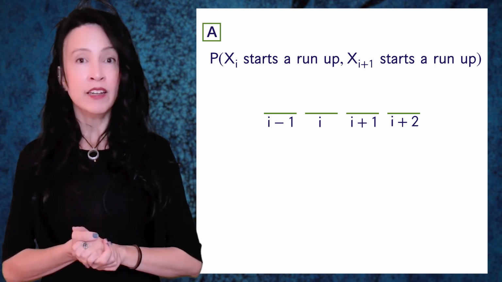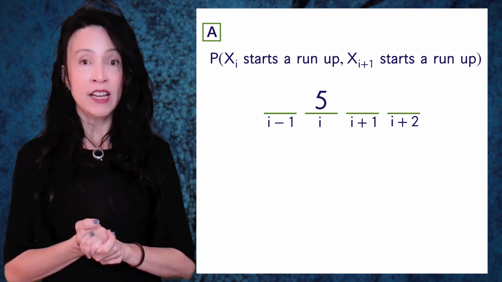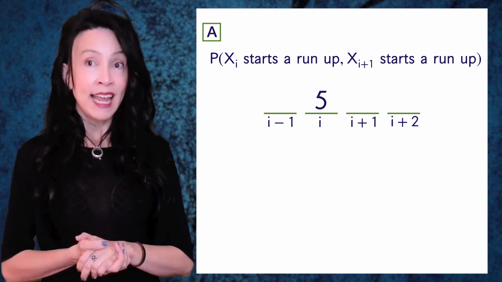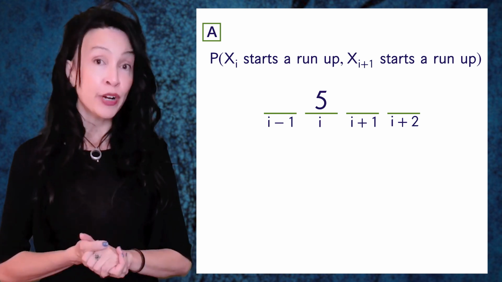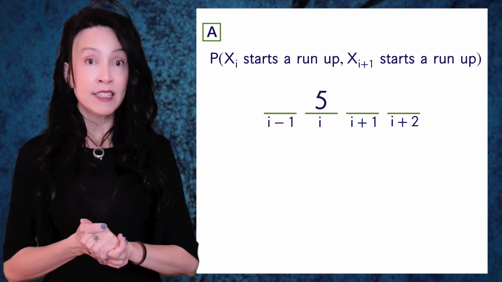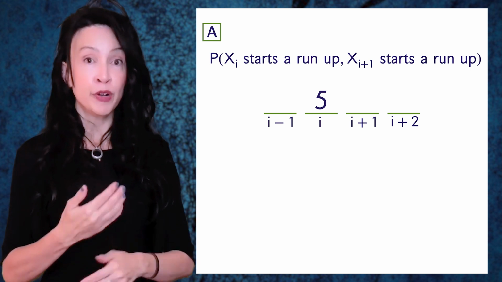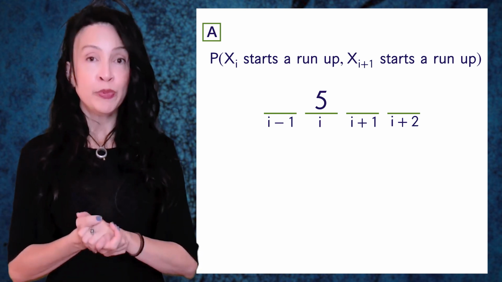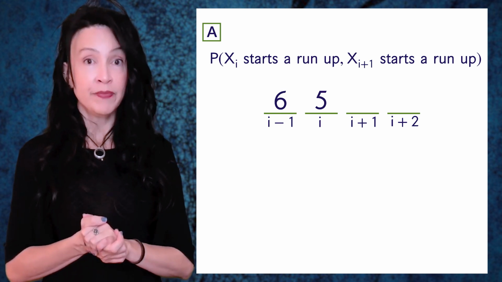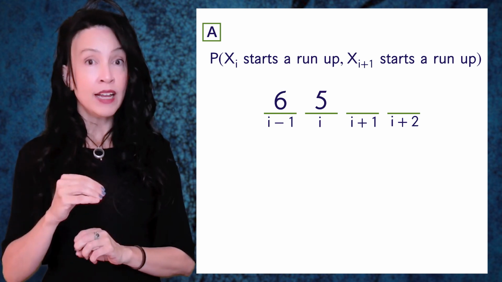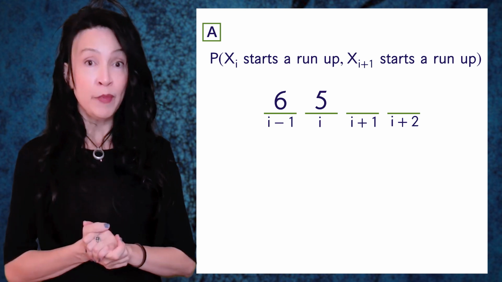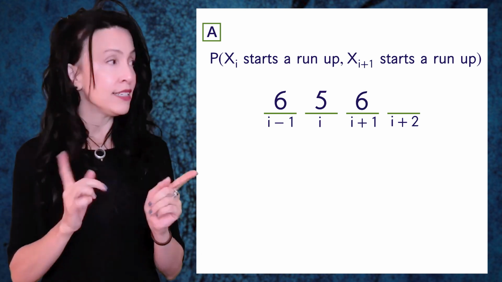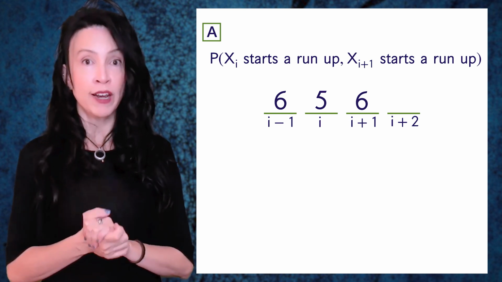I'm going to plug something in for x sub I, say the number 5. Now if I want x sub I to start a run up, that means it can't be included in a run up that has already started. So that means it has to be a down from the previous one, which means in the I minus 1 slot, I have to put something larger than the 5. You see us going down, and then for x sub I to start the run up, I need to put something larger than the 5 on this side as well. So this is a scenario where x sub I starts a run up.